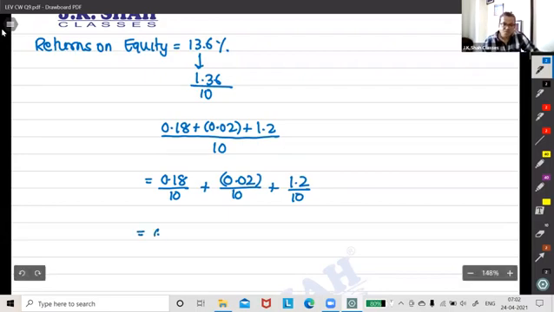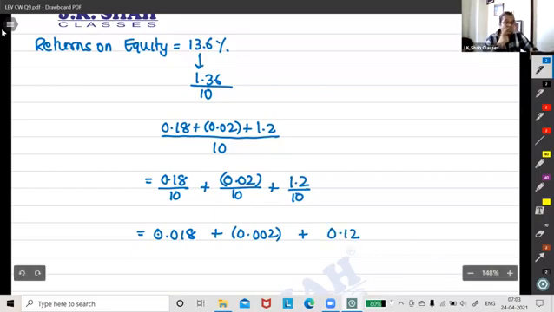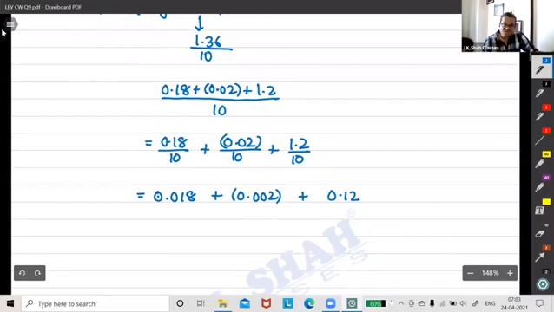That is 0.018 plus negative 0.02 divided by 10, that is negative 0.002, plus 1.2 divided by 10. That is 0.12. You all know now what is this happening. This is equity. Sorry, what is the first column? Debentures, I suppose. It's not equity. The first column is debentures. The second was preference, and the third one was equity.